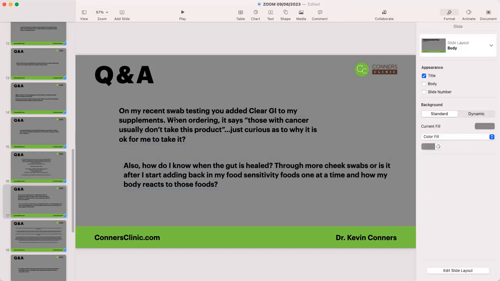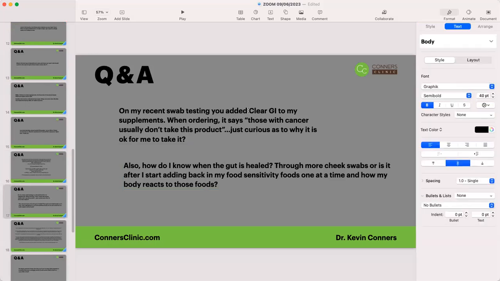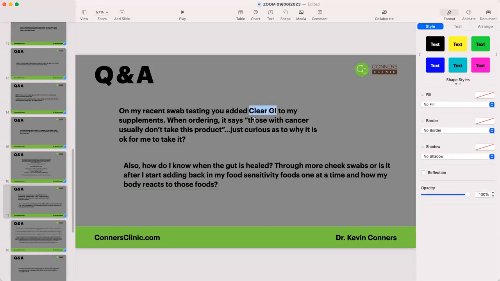On my recent swab testing, you added Clear GI to my supplements. But on the store, it says those with cancer should not take this product. Yes, I wrote that. Just curious why it is for me. Because we have to heal your gastrointestinal tract. This is the best gut healing product on the market with the least amount of glutamine. That's why we private labeled it.